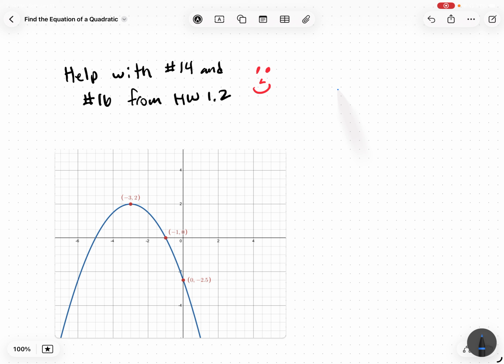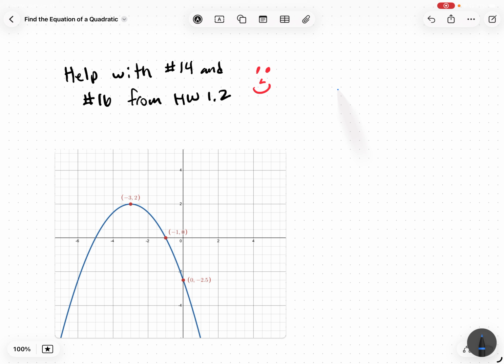Okay, so what I'm going to try and do here is give you a little extra help with finding the equation for a quadratic from a graph. Obviously, it's been transformed, and these are similar to number 14 and number 16 in homework 1.2.